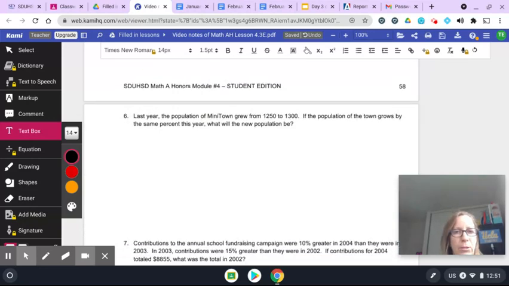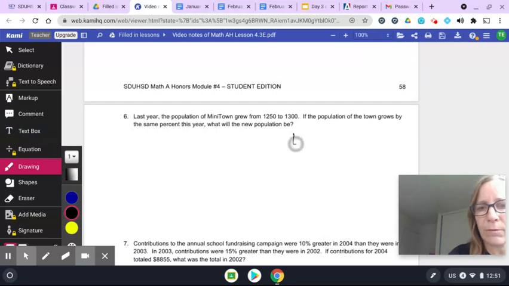Okay, last year the population of Minitown grew from 1,250 to 1,300. If the population of the town grows by the same percent this year, what will the new population be? All right, I've got some stuff to organize. You're not graded on your organization, but sometimes it helps. So I've got last year, this year, and then I've got next year. So here we go. I'm going to organize myself.